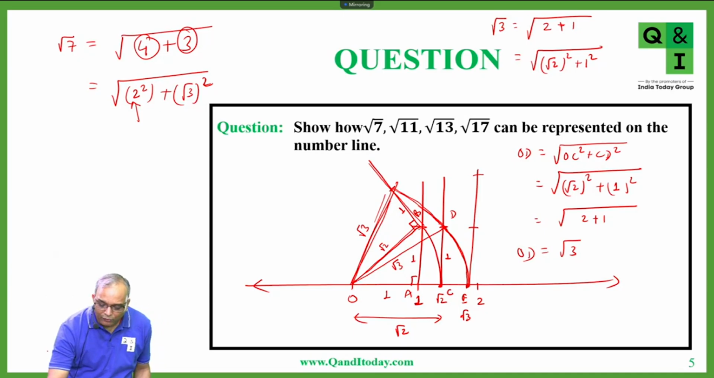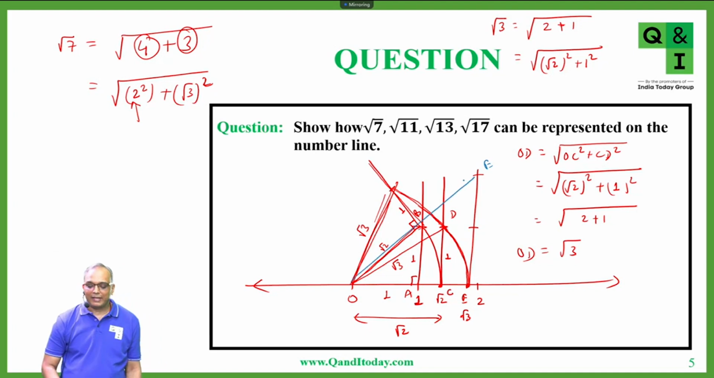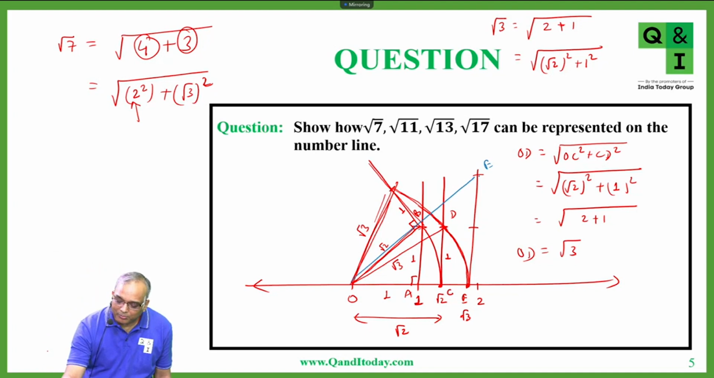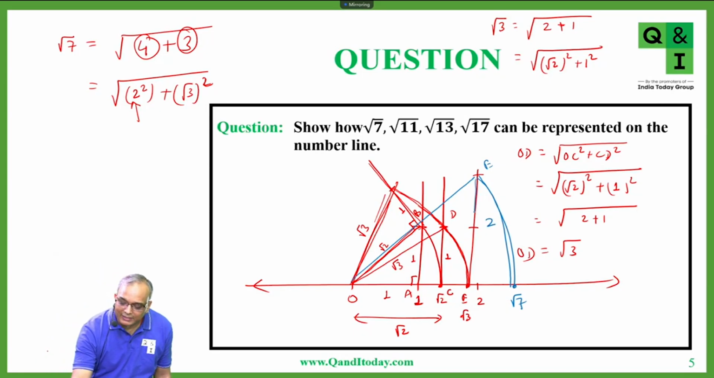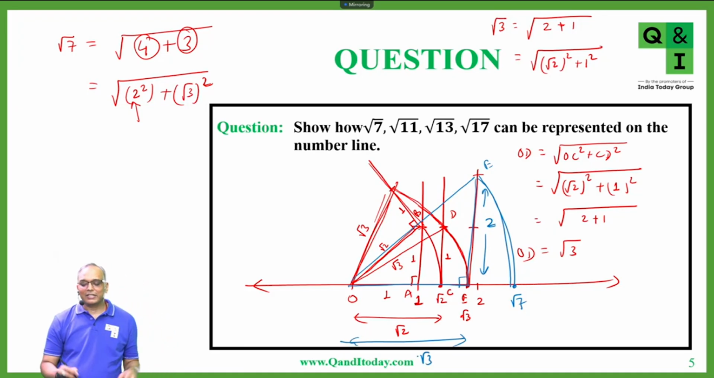Yeah. Now we join O and this point, let's say E. So if I join this OE, right? Now if I make an arc here, this is going to be somewhere here and this point is going to be root 7. So we have 2 units here in this right angle triangle, 2 units on the vertical, and we have root 3 units on the horizontal side.